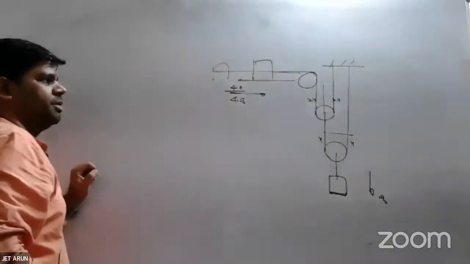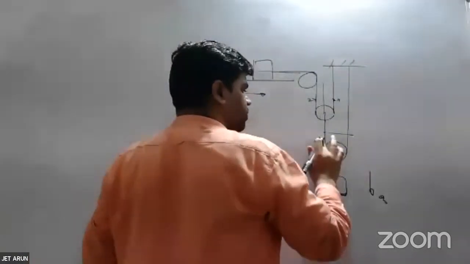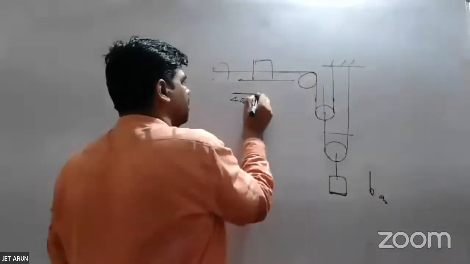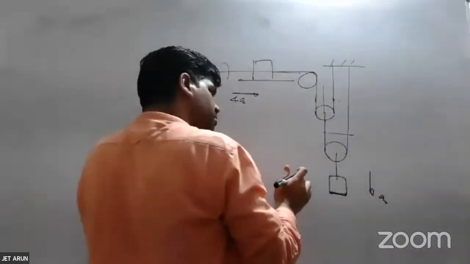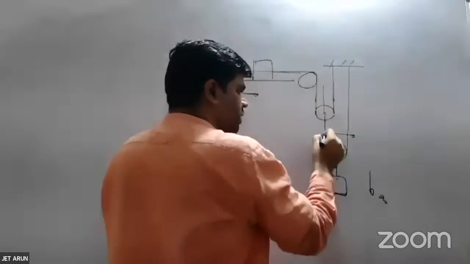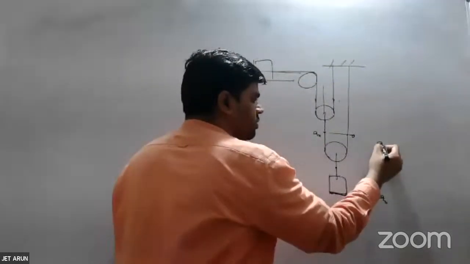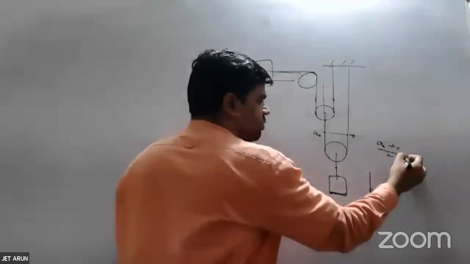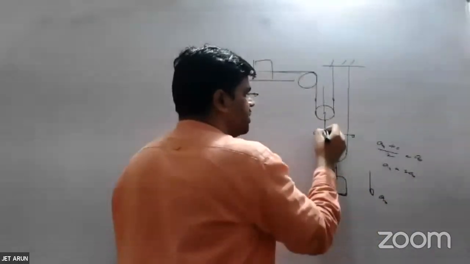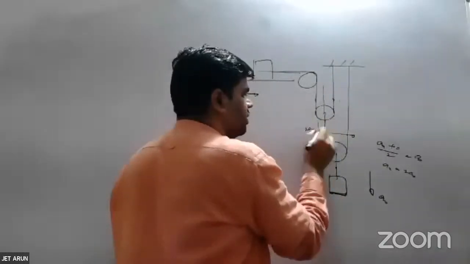Downward, rightward. All right, this is one way of doing it. Or I could also do it this way: if this is a naught, this is 0, let's say ax plus 0 by 2 is equal to a naught. So ax is equal to 2a naught. So this point has an acceleration of 2a naught.